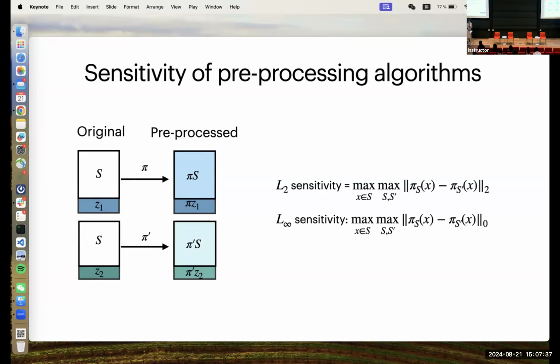So here we define the L2 sensitivity of the preprocessing algorithm as the point-wise Euclidean distance between each point in the preprocessed versions of two neighboring data sets. And then we also define the L infinity sensitivity as the number of different points in the two preprocessed versions of the original neighboring data sets.